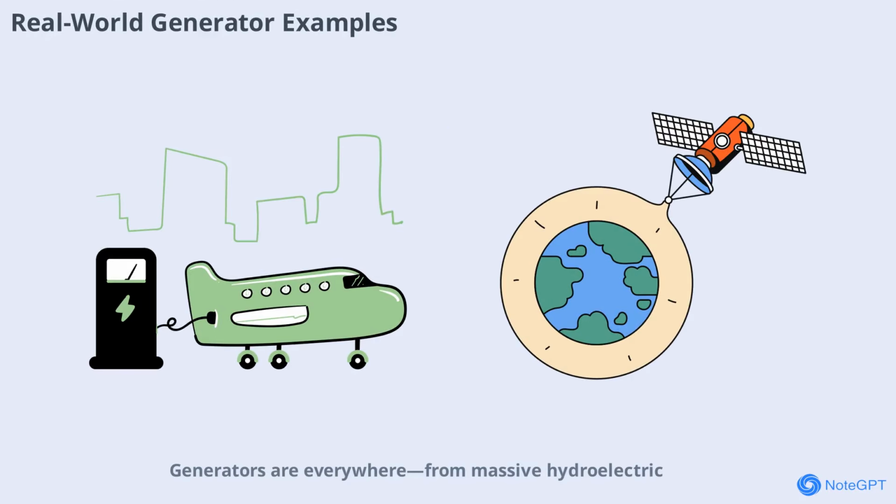Generators are everywhere, from massive hydroelectric dams to portable units for camping. In power plants, turbines spin generators to produce electricity for entire cities. On a smaller scale, hand-crank generators can charge devices during emergencies. Even your car uses a generator called an alternator to keep the battery charged while the engine runs. These examples show how electromagnetic induction is woven into daily life.